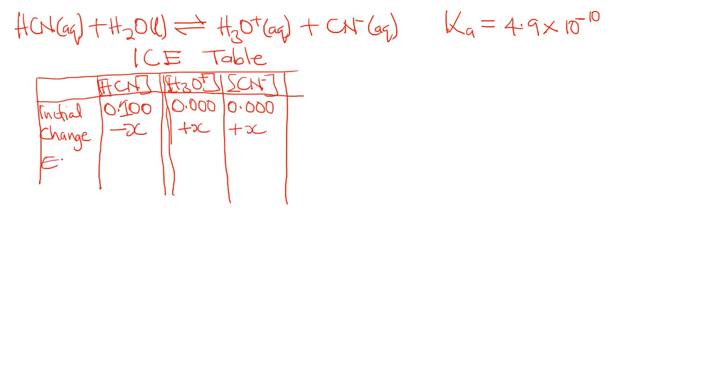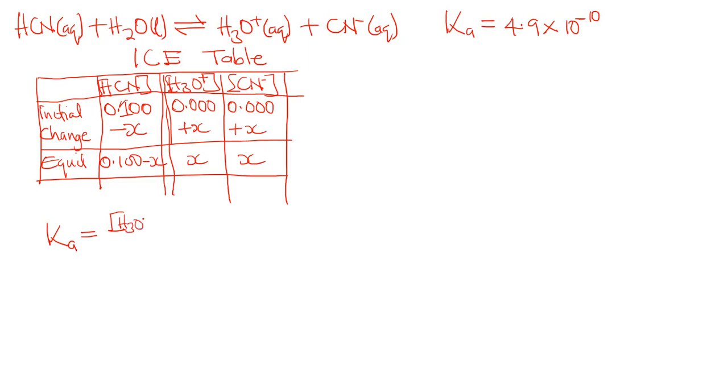So the equilibrium concentration here will be 0.100 minus X. Here it will just be X. Here it will be X. So if we again write the equilibrium expression for this reaction here, we will say that Ka is equal to the concentration of the hydronium ion times the concentration of the cyanide ion, CN minus, divided by the concentration of HCN.